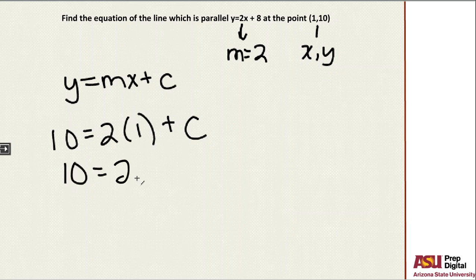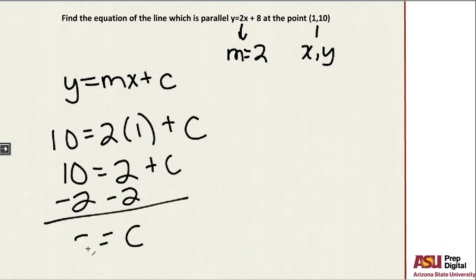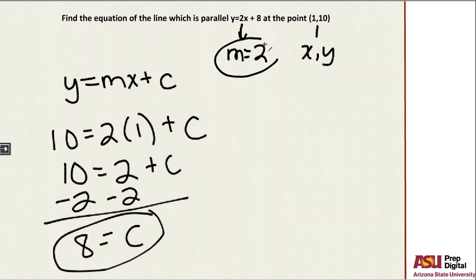I plugged in the slope and I plugged in the x and the y. 10 is equal to 2 plus c. Subtract 2, and I get c is equal to 8. So now I know my c and I know my m, so I have my final answer: y equals 2x plus 8.